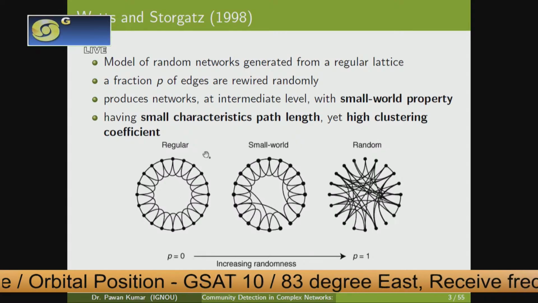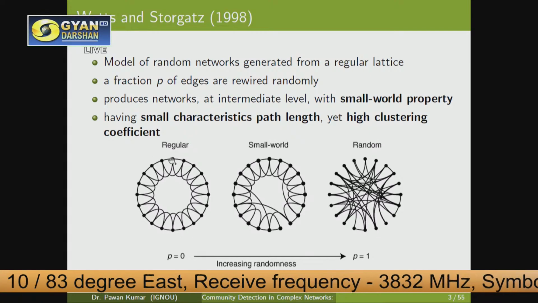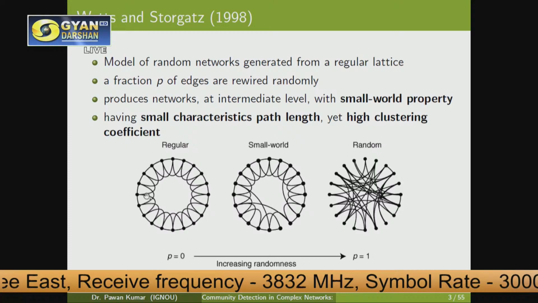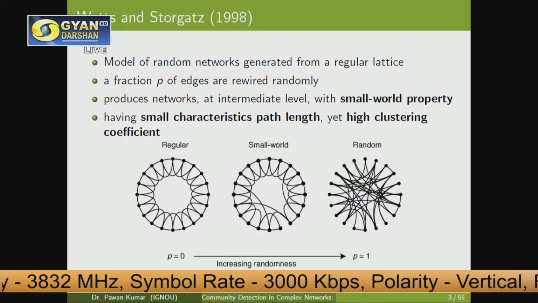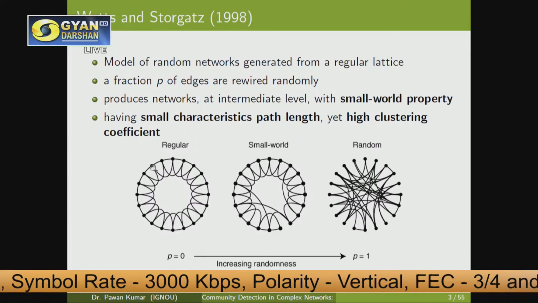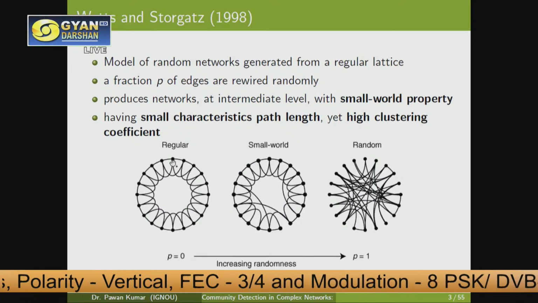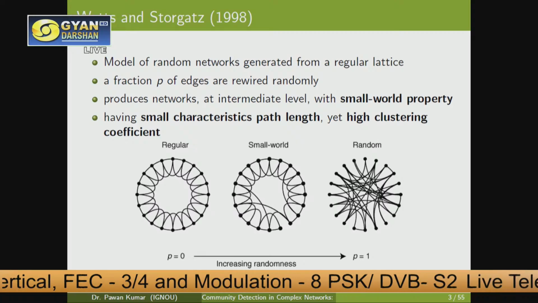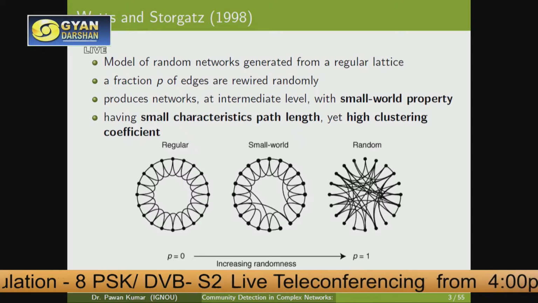Such a graph is highly clustered. You can see that every node has clustering coefficient 1. So it is highly clustered, but its average shortest path length is quite high. In other words, it depends on the network size. It is of the order of linear in terms of the number of nodes.